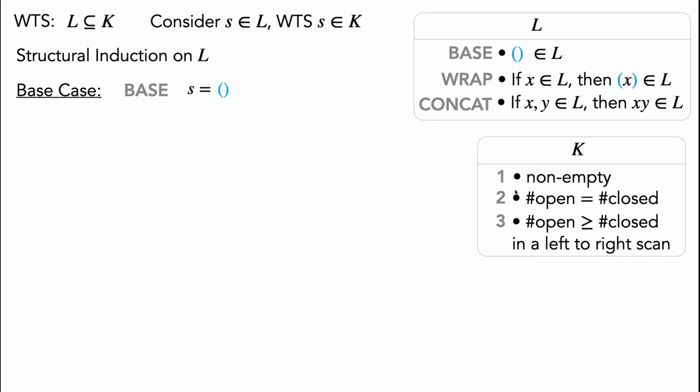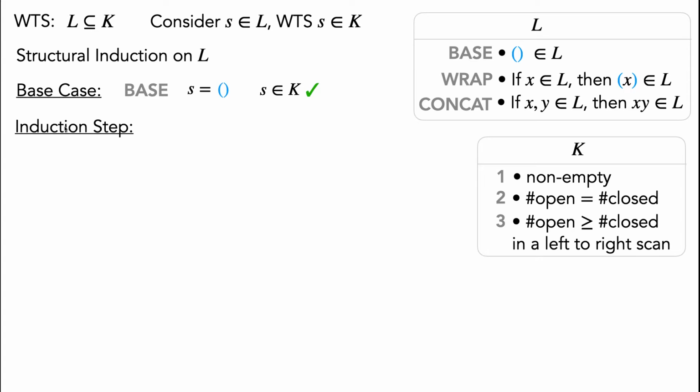And just looking at it, we see that it easily satisfies all these properties. It's definitely not empty. Then it's got one open and one closed. And as you do a left to right scan, the number of open is always greater than or equal to the number of closed. So we can see that indeed S is in K as desired. Awesome. So with the base case out of the way, let's get to the induction step.